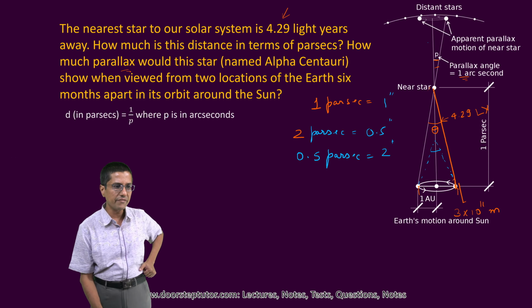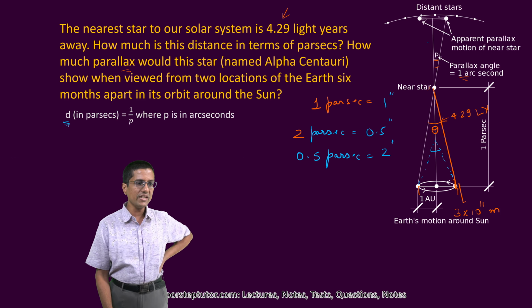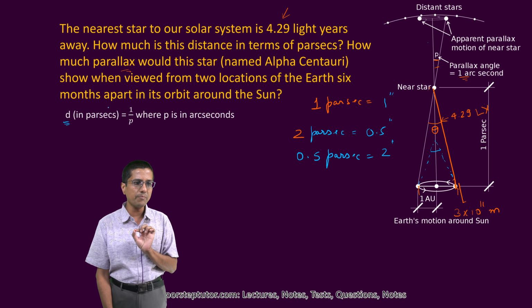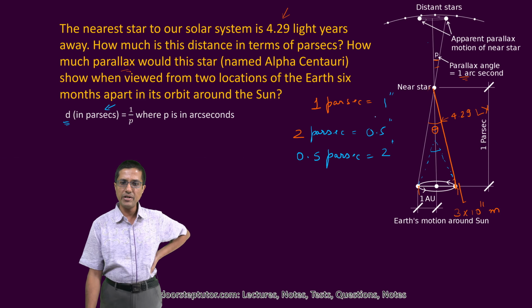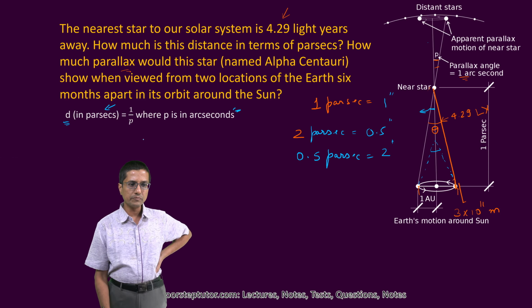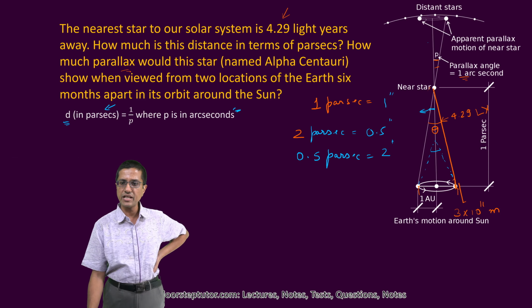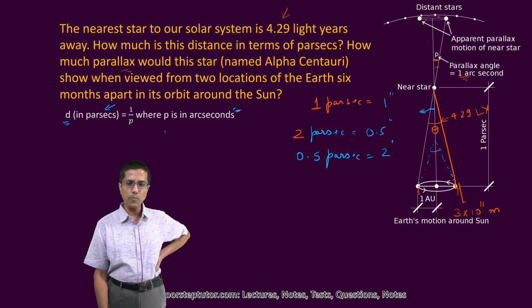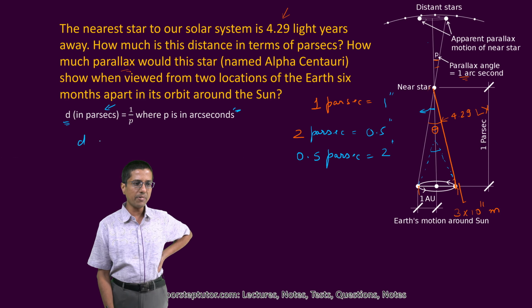So there is a relation that we can derive here, and the relation is very, very simple: the distance d in parsec is always equal to 1 by p, where p is in arc seconds. Notice that in this relation, we are talking about half of the angle. So if this half angle is equal to 0.5 arc seconds, then my distance d in parsec would be 1 upon 0.5, which is equal to 2 parsec.